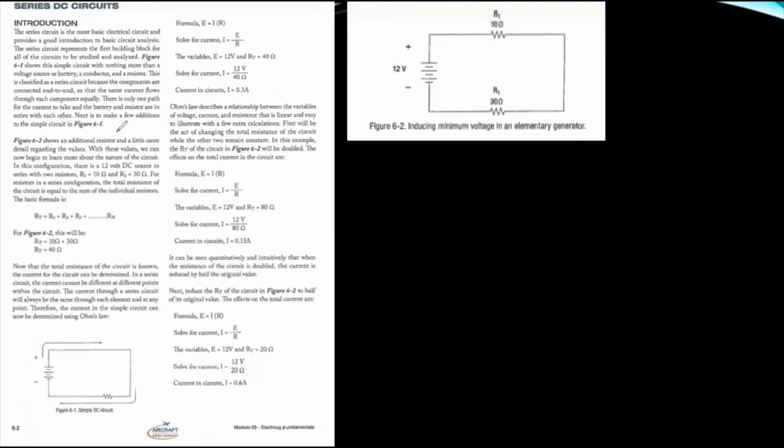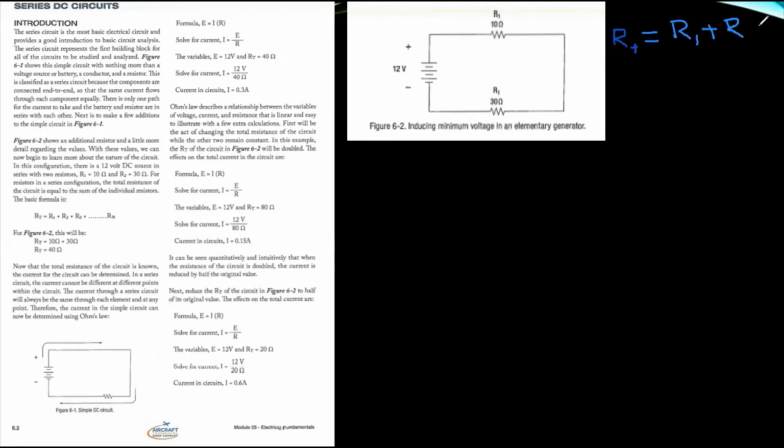So now here you can see we are given a figure 6.2. You can see that we have a 12 volt battery here. Then we have two resistances here. So now that the total resistance of the circuit is known, in this circuit, what will be the total? These two resistances are connected in series. So RT is equal to R1 plus R2 because it is a series circuit.